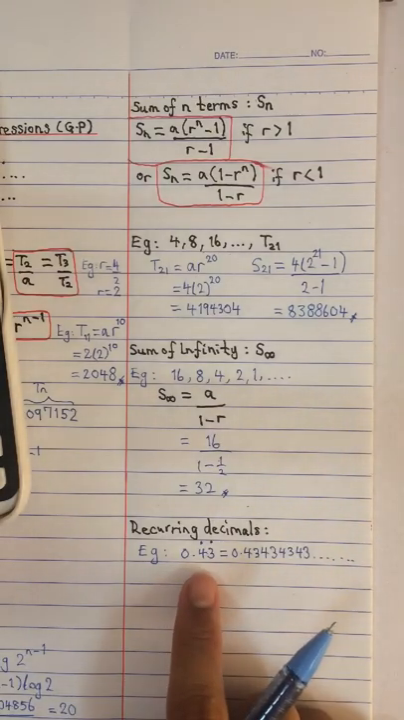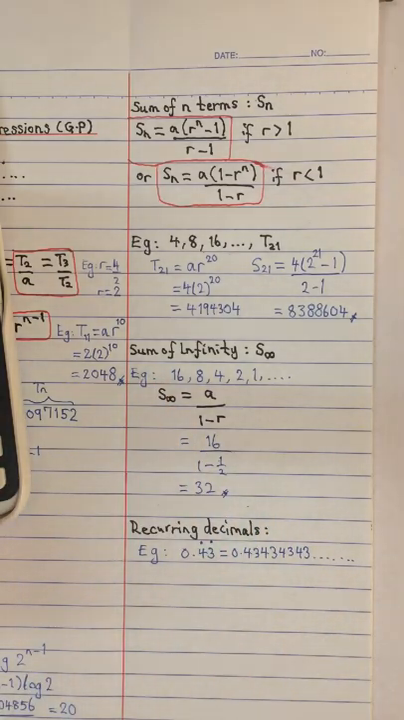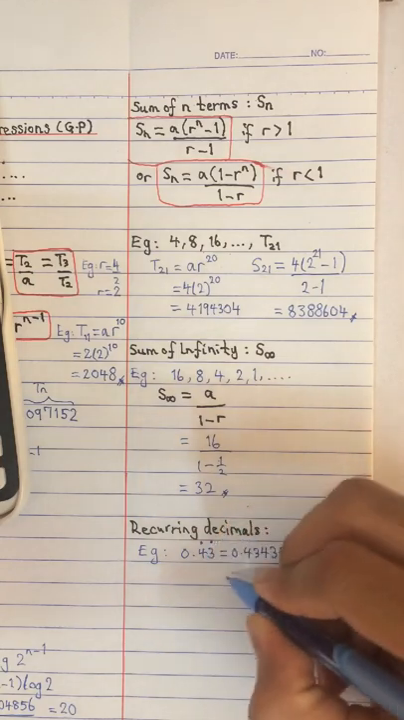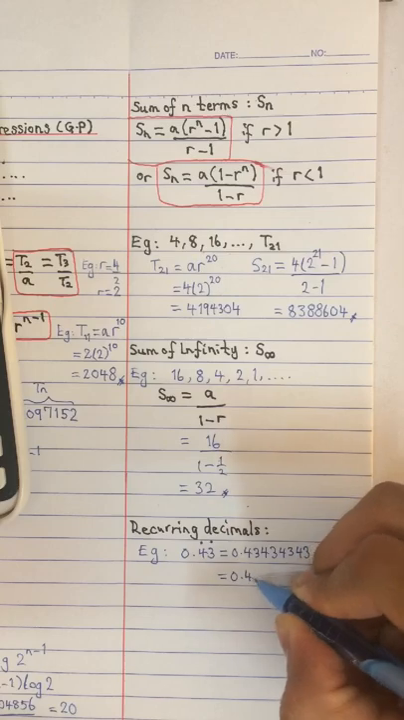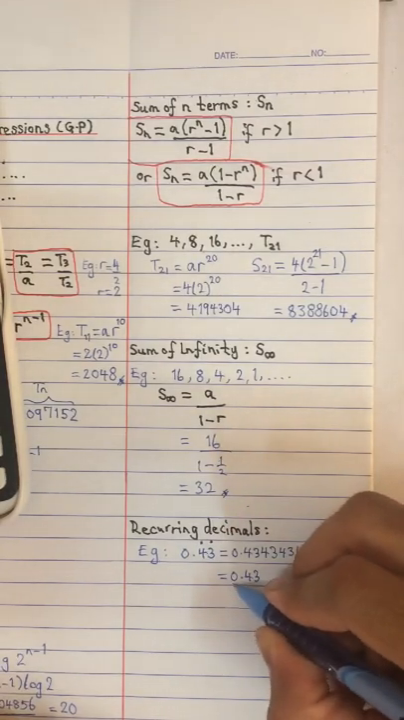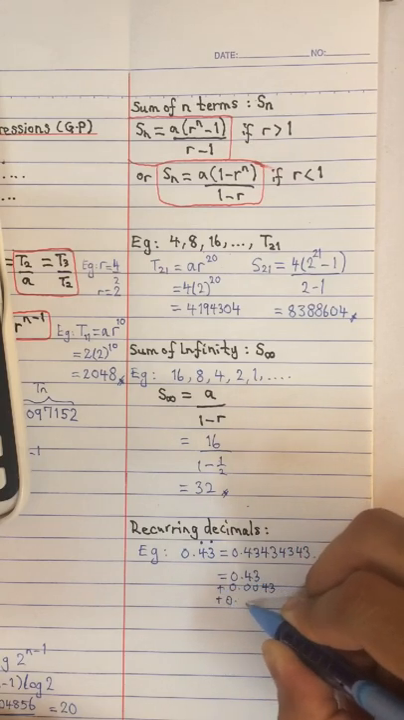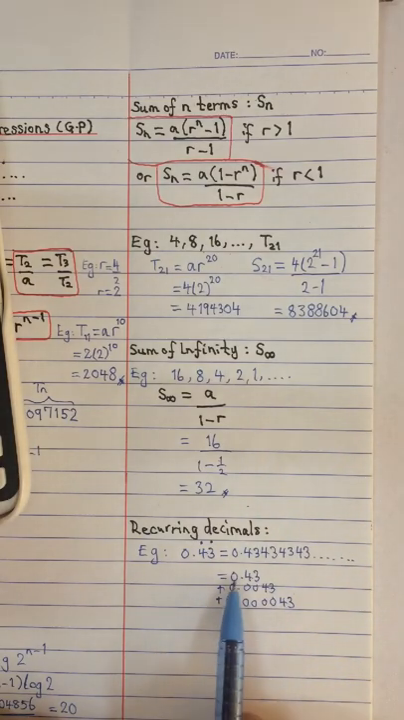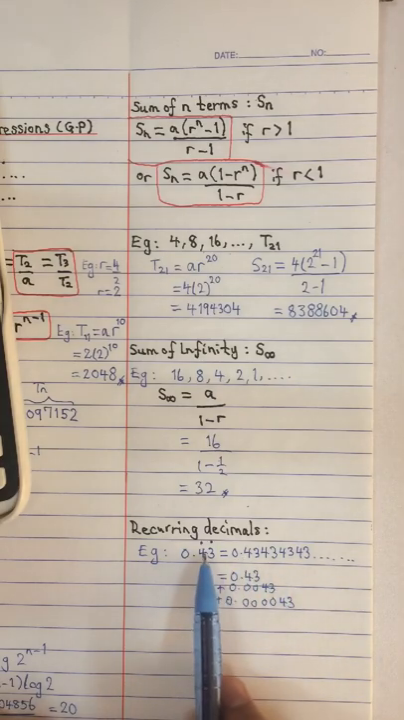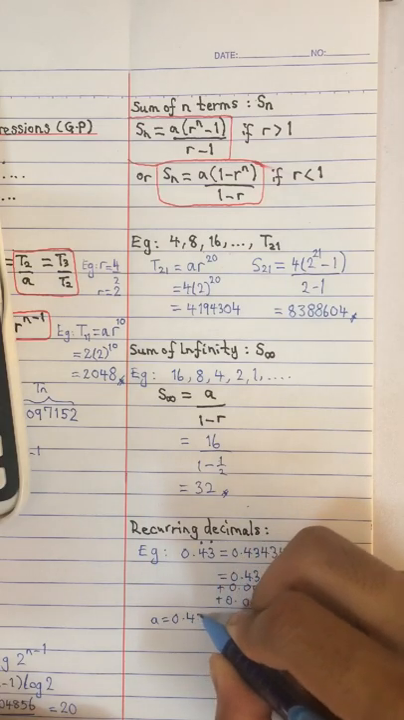We're going to represent these recurring decimals using sum of infinity, and you will get a fraction. If you break down these decimals, the first term will be 0.43, and the second term will be 0.0043, and the third term will be 0.000043. As you can see, when you add the first term 0.43 plus the second term and the third term, you get our recurring decimal.